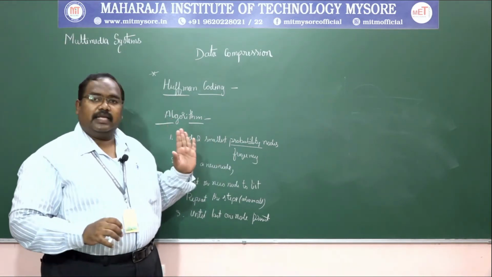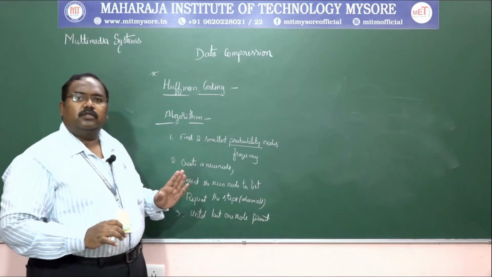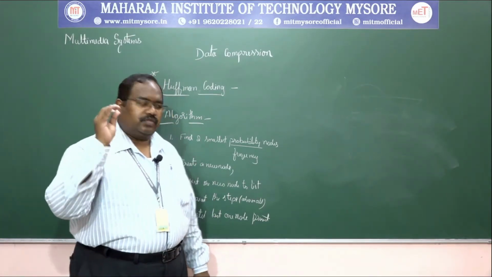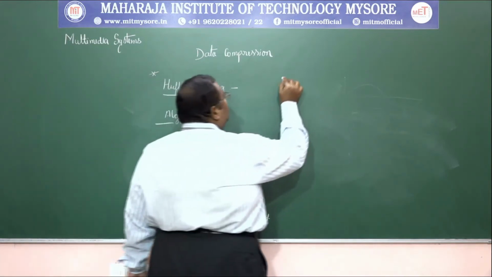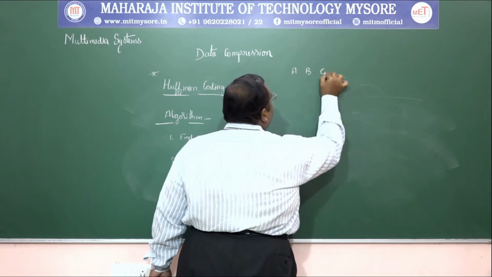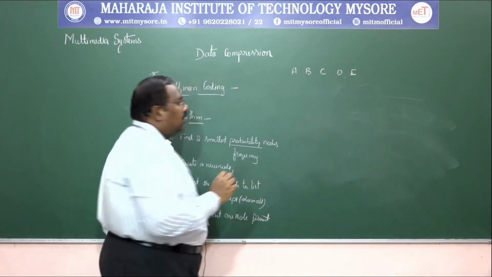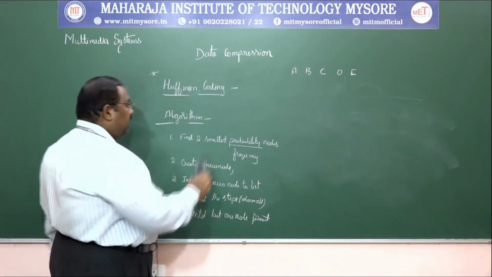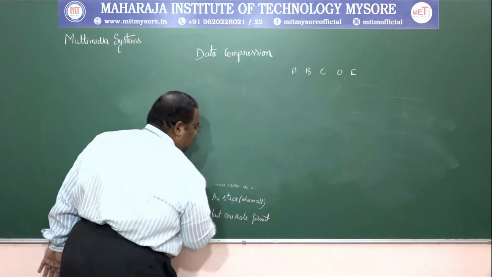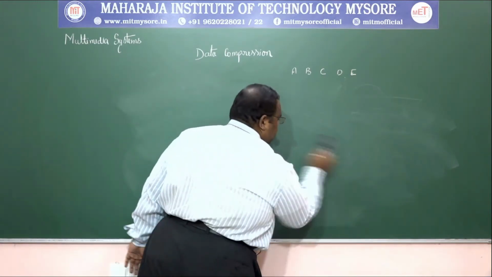Let us consider an example. If you consider an example, we will be able to understand the concept. So let us start. Consider there are 5 nodes. What are those? A, B, C, D and E. For better understanding, I'll wipe this out so that I can have more space in order to explain the concept.